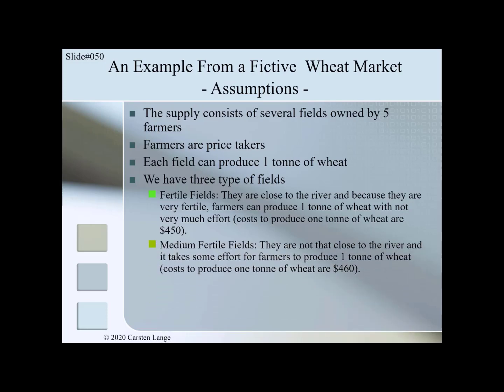The other type of field, called medium fertile field, is not that close to the river, and it takes some effort for farmers to produce 1 ton of wheat. Consequently, 1 ton of wheat costs $460 to produce.